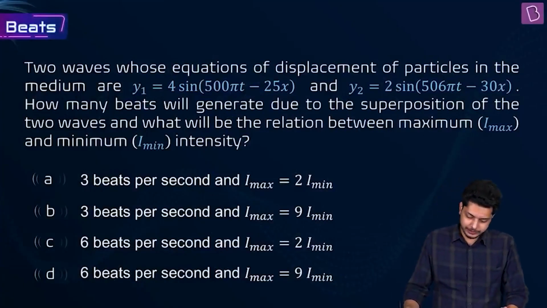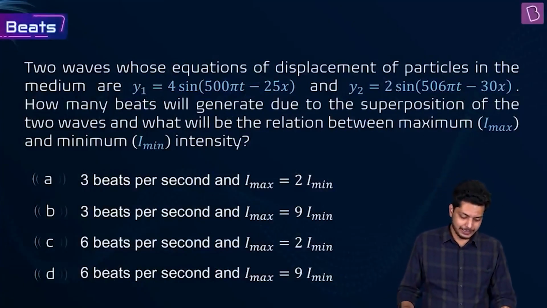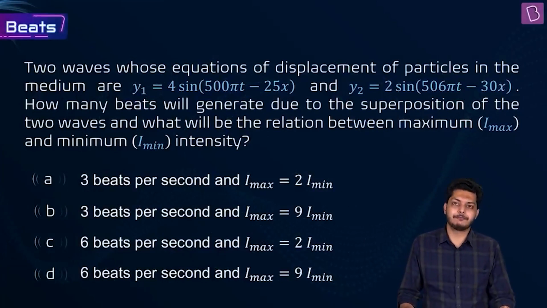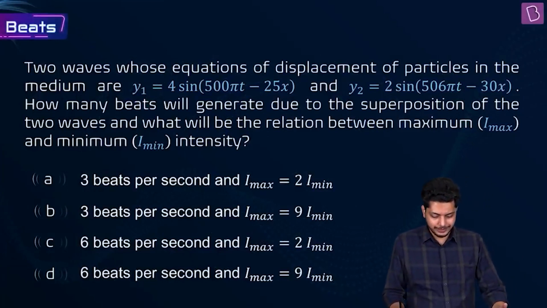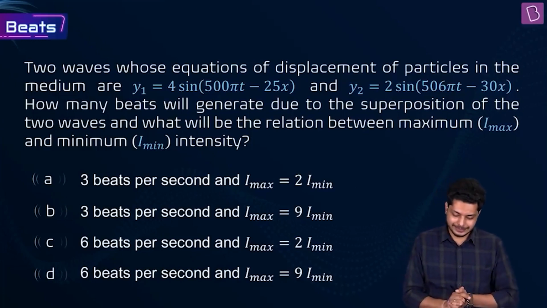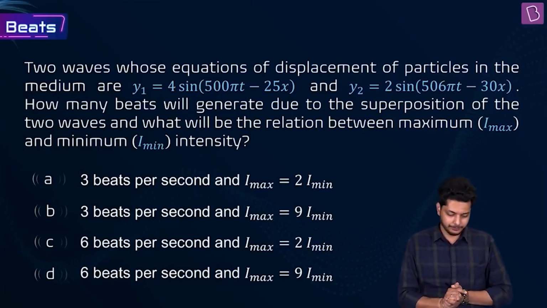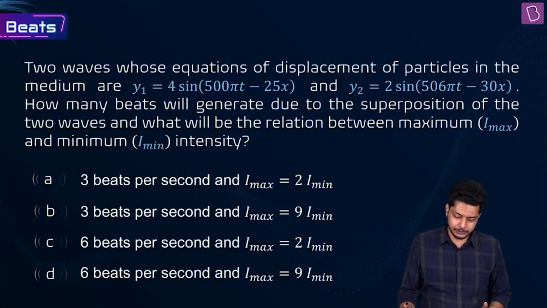Two waves whose equations of displacement of particles in the medium are y1 = 4 sin(500πt − 25x) and y2 = 2 sin(506πt − 30x). How many beats will be generated due to the superposition of the two waves, and what will be the relation between maximum and minimum intensity?